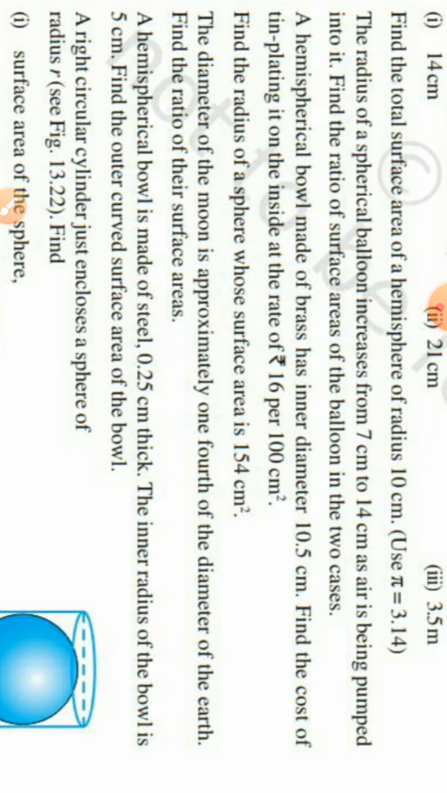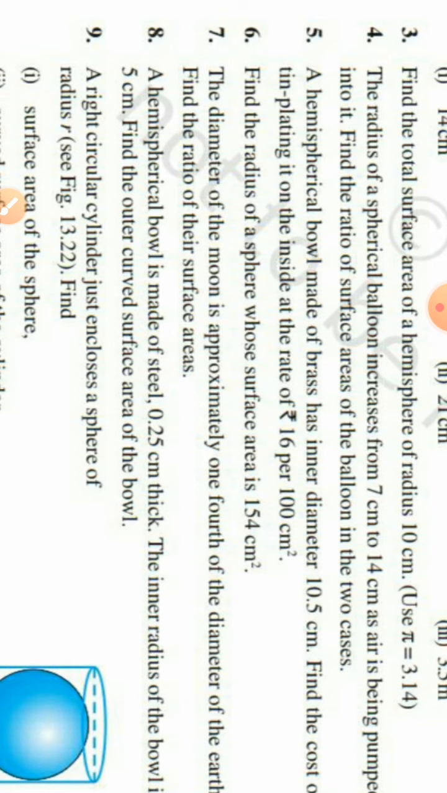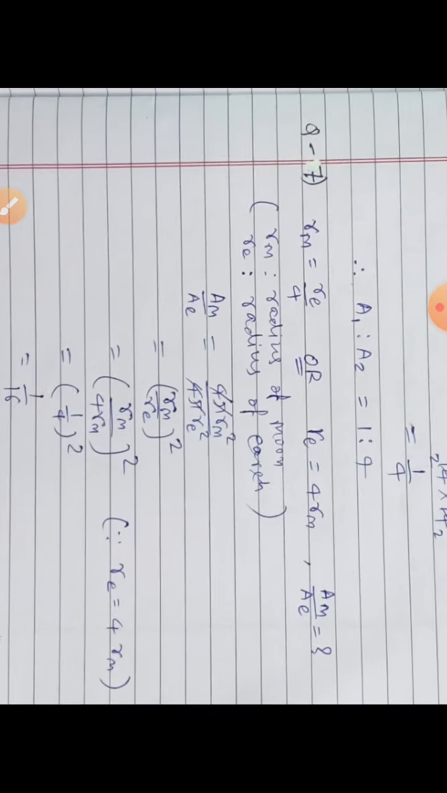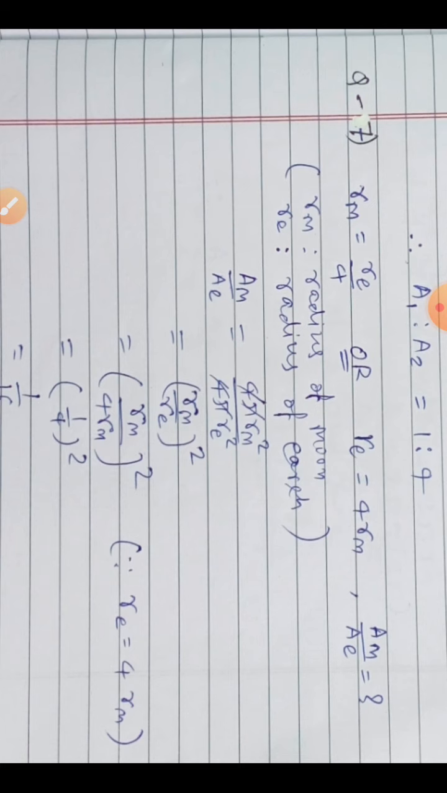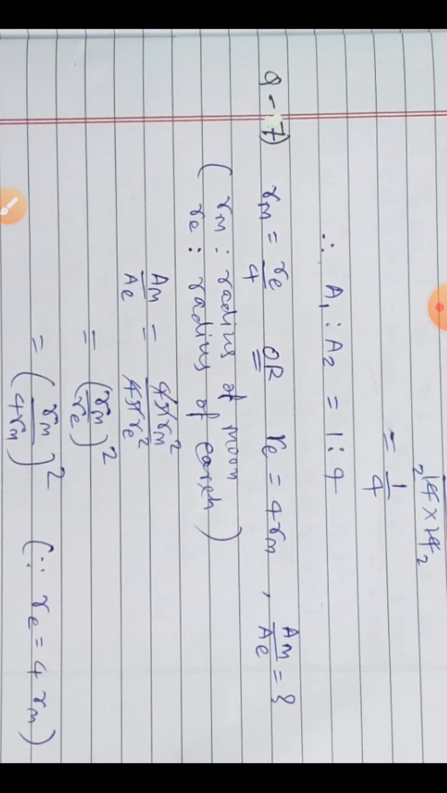Okay, then again find the ratio of their surface areas. So again we have to find A1 by A2, just like the previous one, just like sum number 4. So in sum 7 also we have to write the same thing, but in number 4 they gave us values. Now values are not given, but instead a relation is given between the two radii. So here also we can write just like R1, R2, but here for clarity we just write Rm and Re.